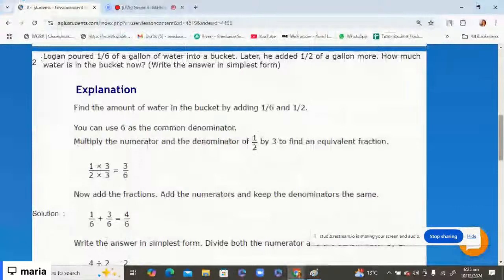Look at the next question. They are saying that Logan poured 1/6 of a gallon of water into a bucket. Later, he added 1/2 of a gallon more. So, how much water is in the bucket now?